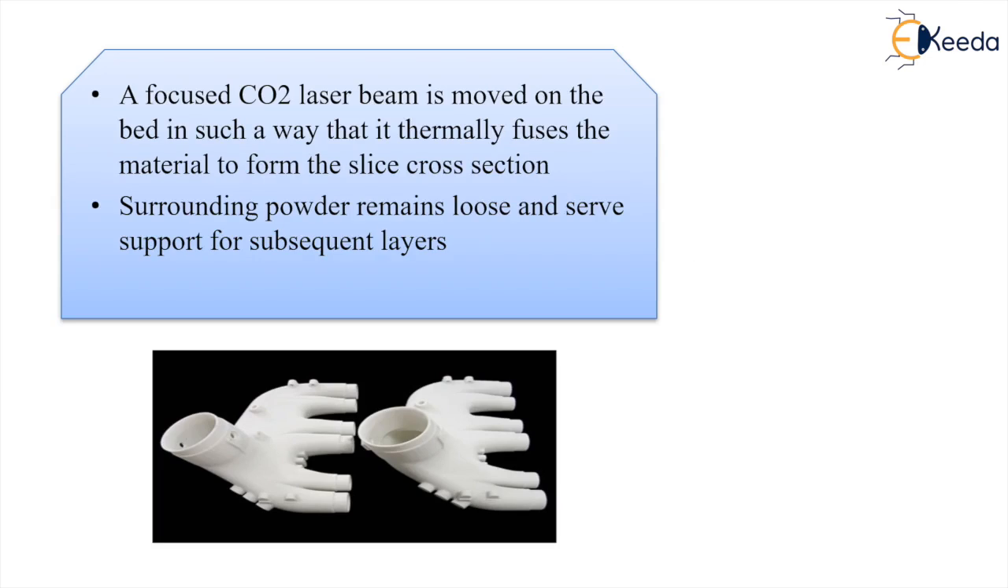See here, a focused CO2 laser beam is moved on the bed in such a way that it thermally fuses the material to form the slice cross section. The surrounding powder remains loose and serves as support. As we discussed, in this powder bed fusion we need not have any kind of support system, as the unsolidified or unfused powder acts as a supporting structure for the part. The picture shows a part made using this technology, SLS.